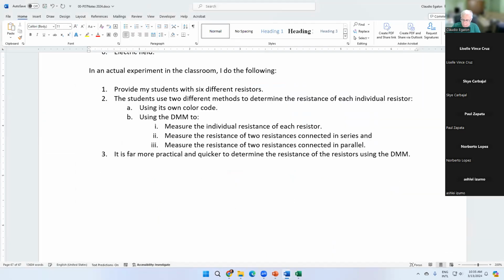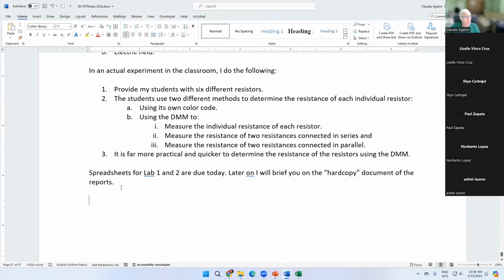Don't forget lab reports, spreadsheets for lab 1 and 2 are due today. Later on, I will brief you on the hard copy document for the reports. The reports are due today.